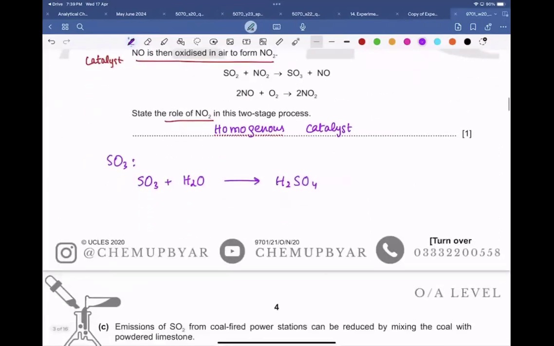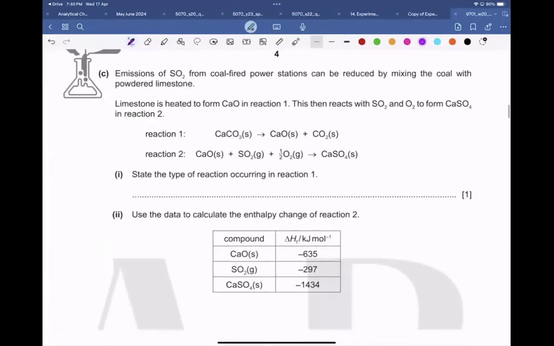Okay. Now, next, part C. Emission of sulfur dioxide from coal-fired power stations can be reduced by mixing the coal with powdered limestone. Limestone is heated to form calcium oxide in reaction 1. Then this reacts with SO2 and oxygen to form calcium sulfate in reaction 2. Here we have reaction 2. State the type of reaction occurring in reaction 1. Yes, who is going to tell me?